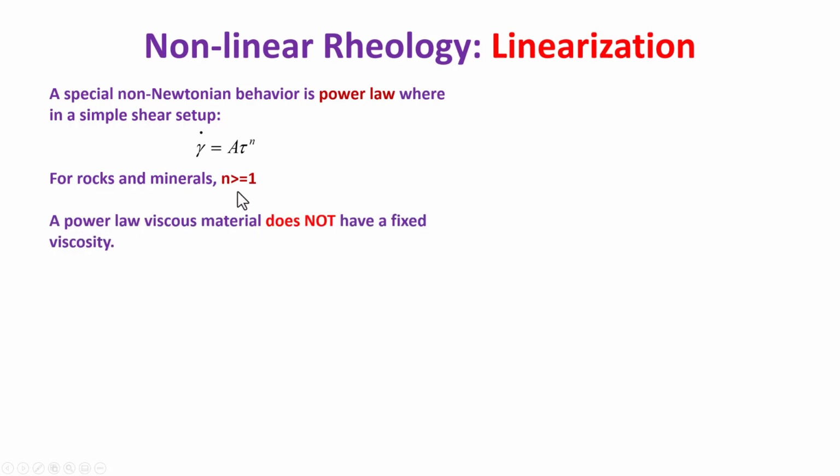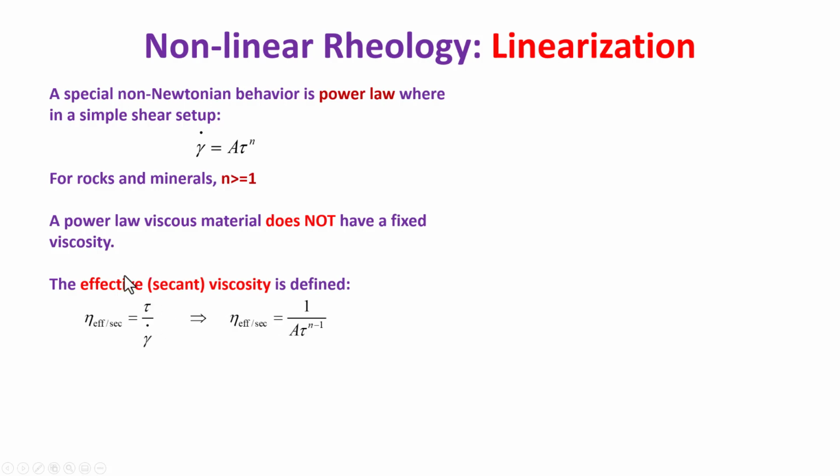For a power law viscous material, it doesn't have a fixed viscosity. In session 2, I introduced the concept of effective viscosity, which is defined as the ratio of stress to the strain rate in the simple shear situation is tau over gamma dot. Of course, the effective viscosity is not a fixed value because it depends on the stress state. For this power law relationship, the effective viscosity is related to the stress by this. You can easily obtain this relationship using the definition of the effective viscosity.